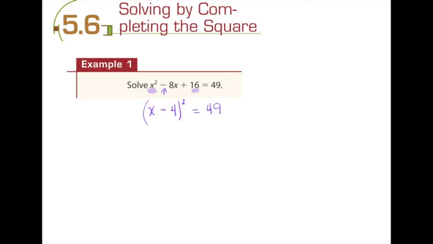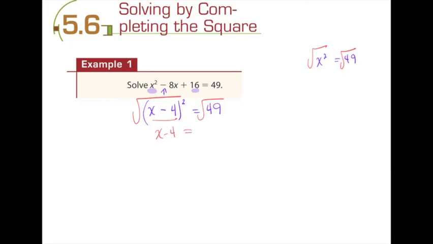Now, here's the thing. Now that I've done that, I can actually solve it, because we can look at it like, what if I had x squared equals 49? What would you do? You would take the square root of both sides, which is what you do here. On the left-hand side, just like over here, when you take the square root of a square, all you do is get rid of the square. So you have what is left inside, which is just x minus 4.